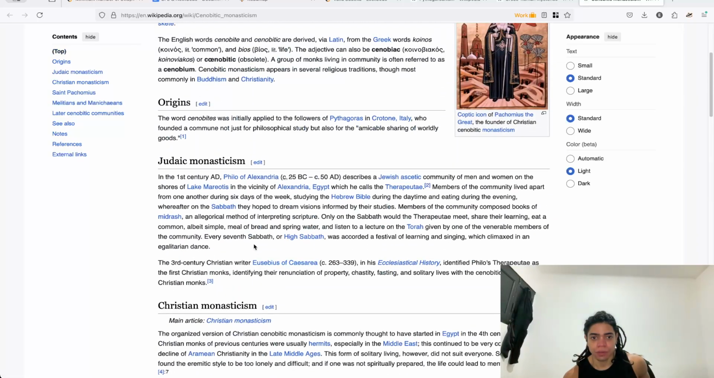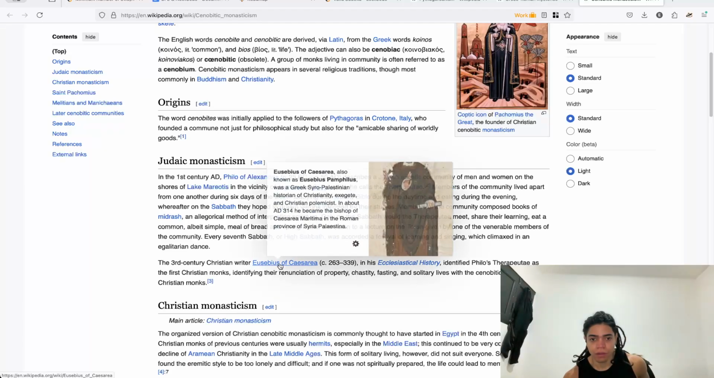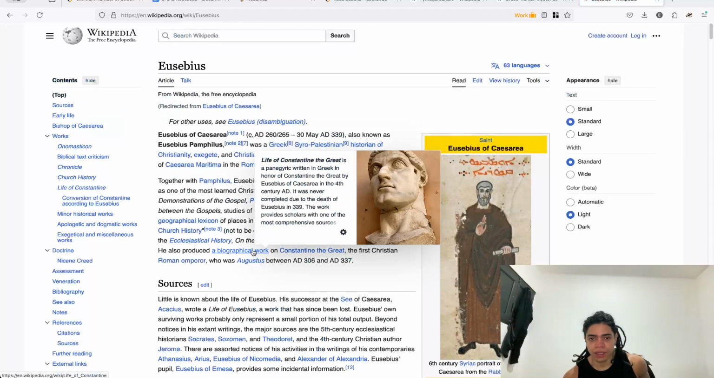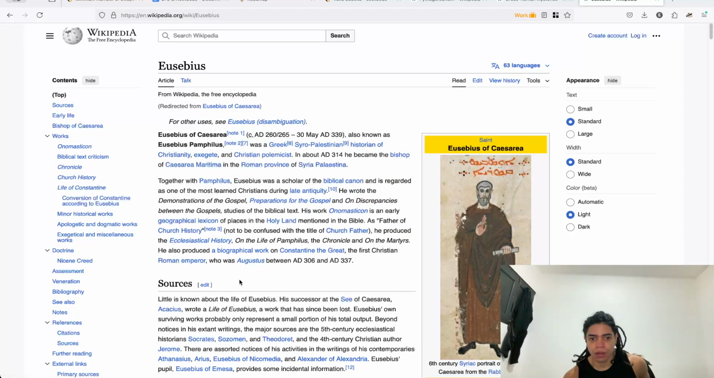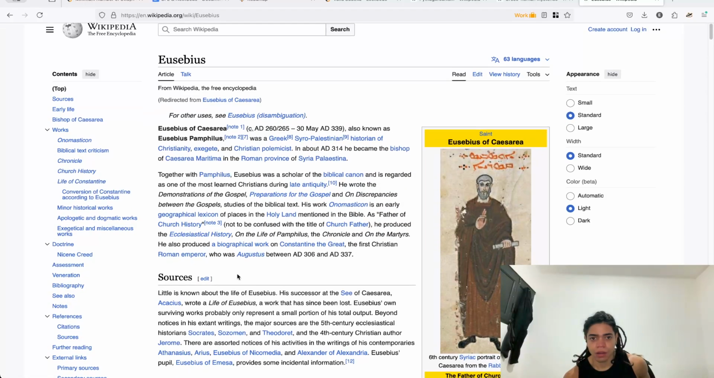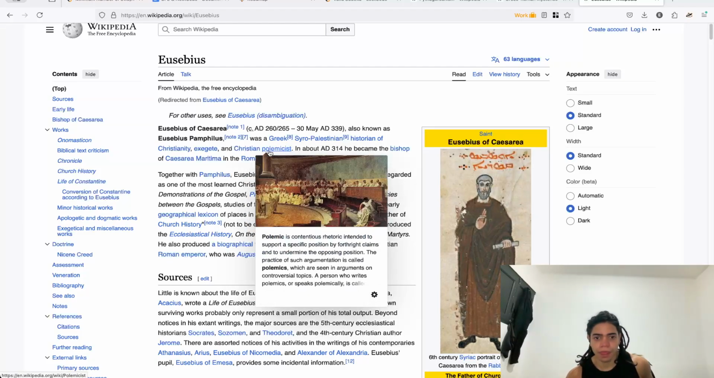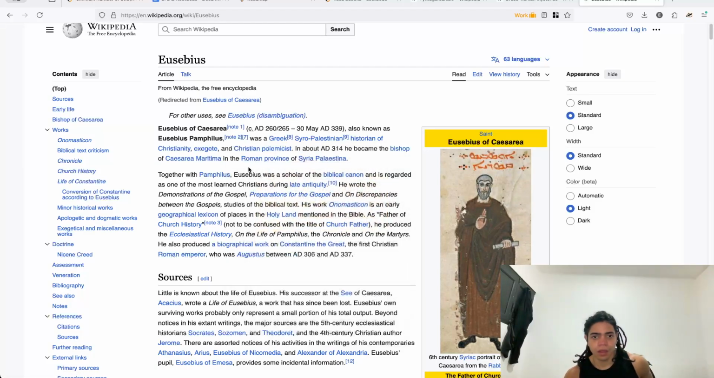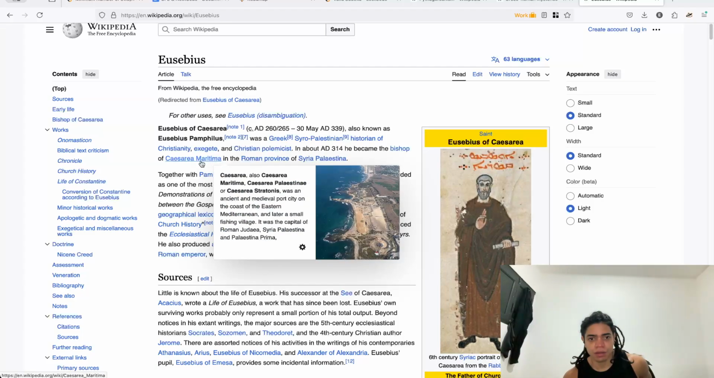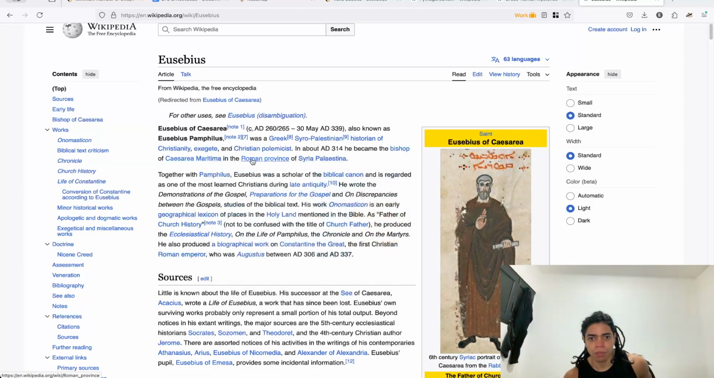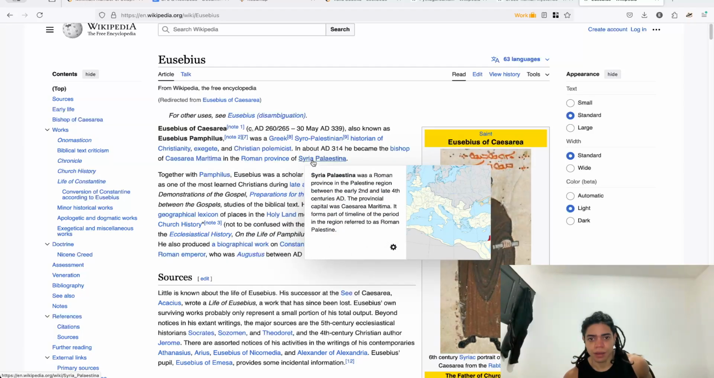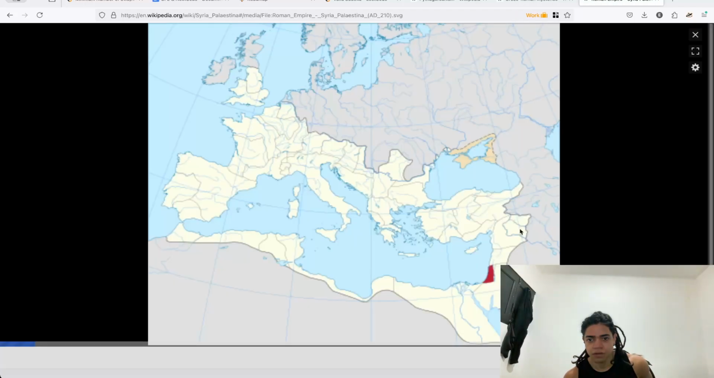Oh my God. So this is something that is inherited by them. Eusebius was a Greek Syro-Palestinian historian of Christianity, exegete, and Christian polemicist. He became the bishop of Caesarea Maritima in the Roman province of Syria Palestina. This fraction here.